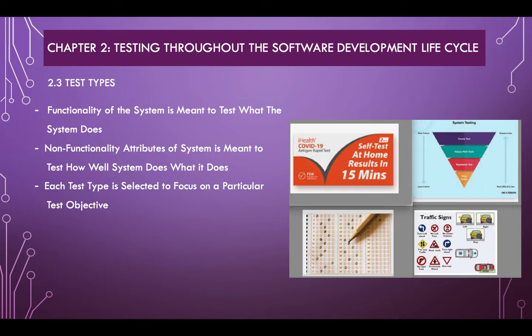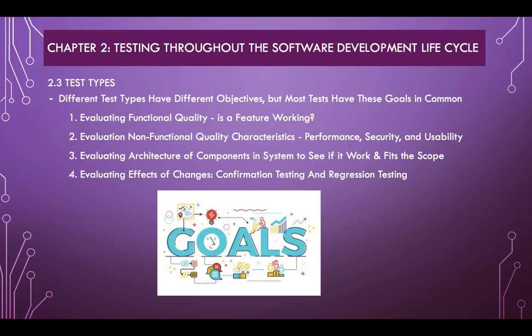Meaning, in all of this, different tests have different objectives, I guess, in the end. I hate to use the word objective, but yeah. In one test, you want to see if you have COVID, and in another test, you want to see if you are a terrible driver. So, different test types have different objectives, but most tests have these goals in common.